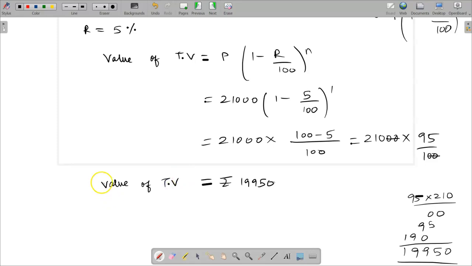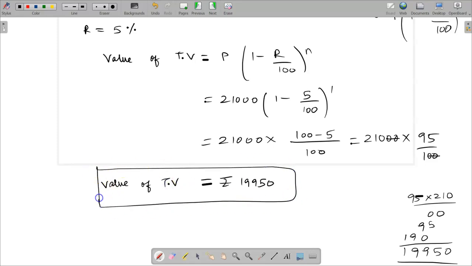Using the depreciation formula, the amount from 21,000 has been reduced to 19,950.